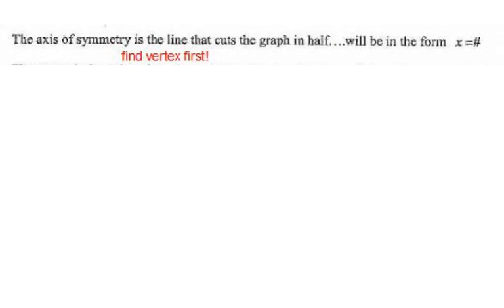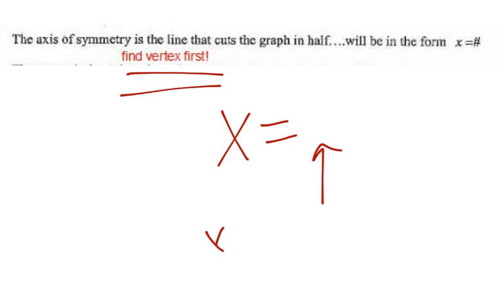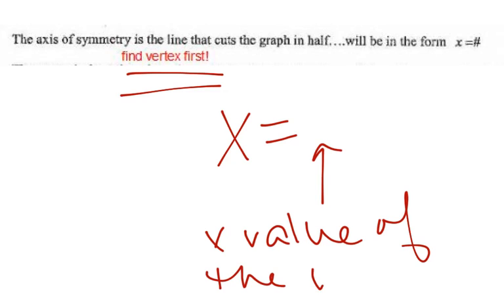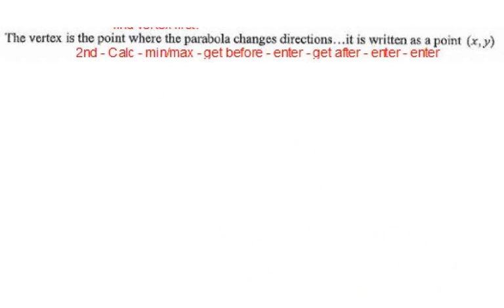The axis of symmetry is the line that cuts the graph in half. It's always going to be in the form x equal the number. It's a line, so it's got to be an equation, x equal, because it's a vertical line. If you find your vertex first, it's going to be x is equal to the x value of the vertex. So you want to find your vertex first. We're fixing to talk about that.